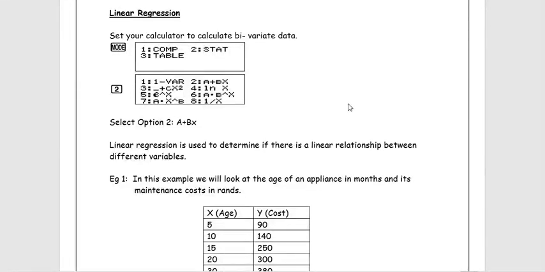Today we're going to be covering the section on linear regression. What exactly is linear regression? Linear regression is used to determine if there is a linear relationship between two different variables. So for today's section, we're going to be dealing with bivariate data, meaning I'm going to be able to input x and y variables.